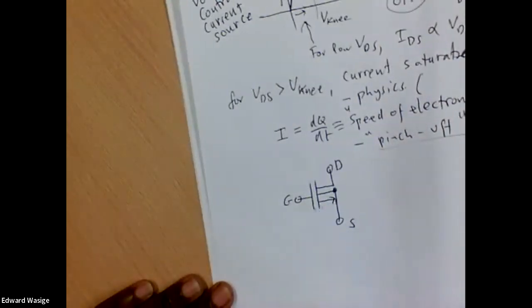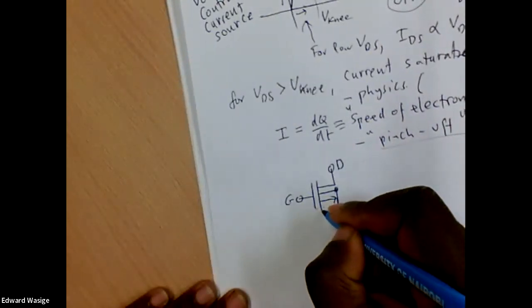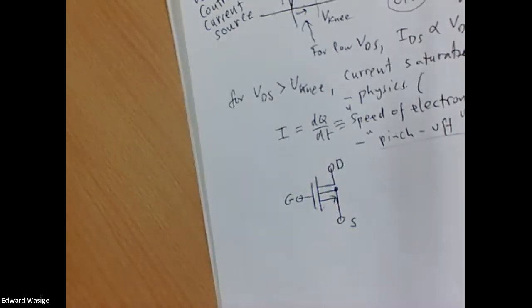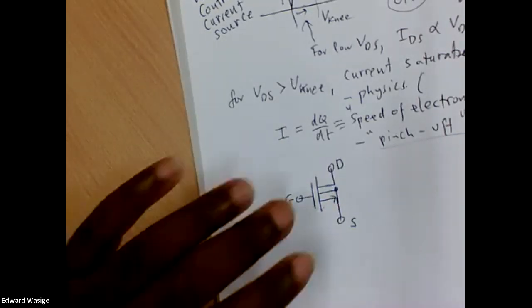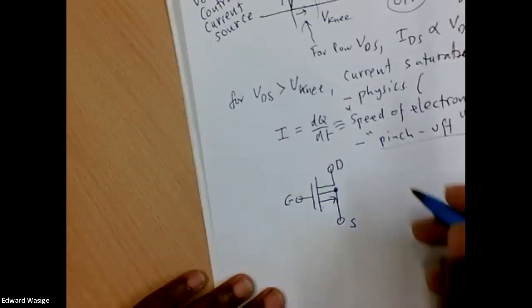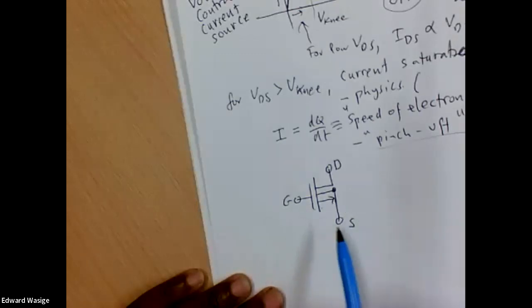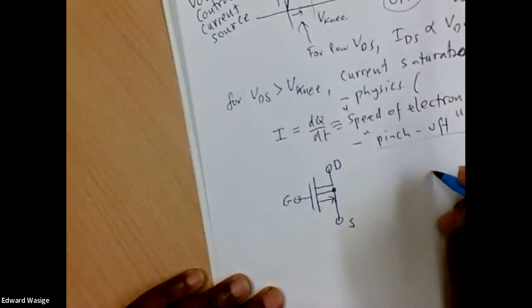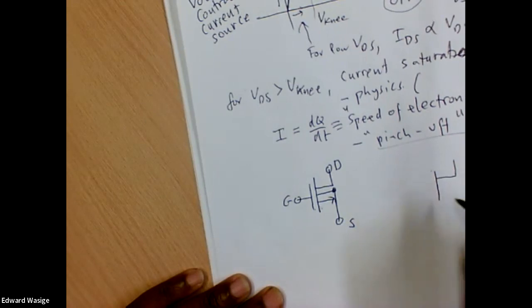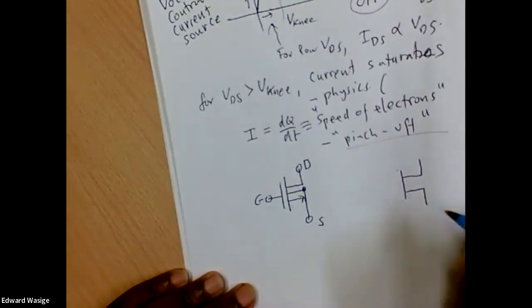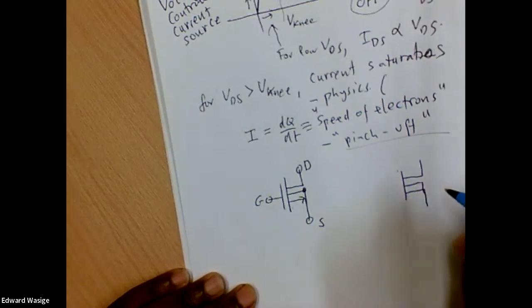So the symbol for that looks like that. Actually, the inner track is a bit longer. For the NMOS, the symbol looks like that. And normally, if I use this symbol to get the transistor characteristics, I'll draw it like that.